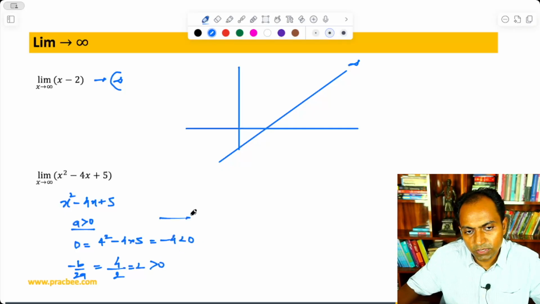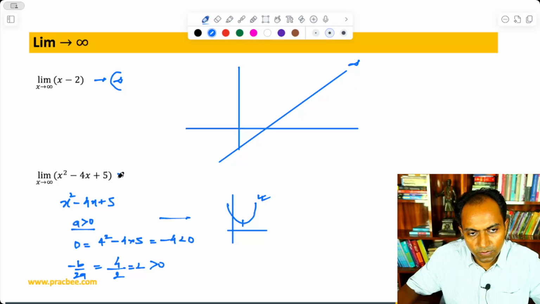So the first information will tell us the shape, something like this. Second information says that it is above the x-axis since D is smaller than 0. Third, it is saying that this is positive, so this midpoint is on the right side. So you can see that the graph will come something like this. As x is becoming very large, it is pointing upwards.